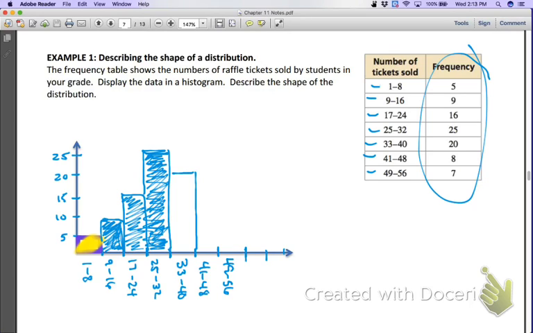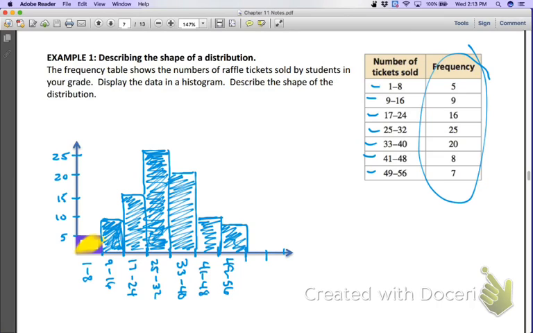So 33 to 40 goes to 20. So go over to the 20, draw my line, drop it down. Do the same thing. 41 to 48 goes to 8, so that's about where 8 is. And then same thing for 7, so it's going to be a little bit below here and there.